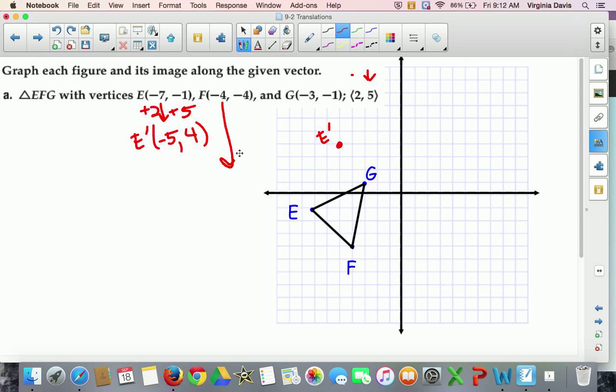Now F, if we add 2 and add 5 to it, is going to be (-2, 1). So 1, 2, and then up 1 right here. So that's F prime. And then G, I'll write over here. G, if we add 2 and add 5 to that, is going to be (-1, 4). So -1, 4. 1, 2, 3, 4. Right here. So that's G prime.